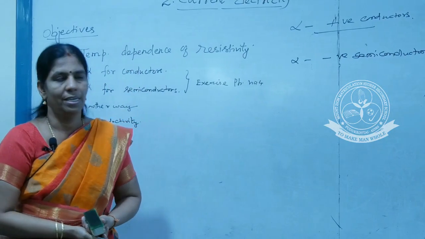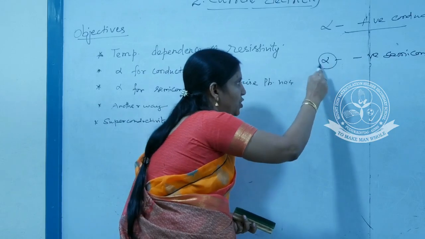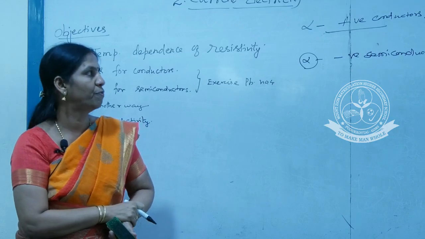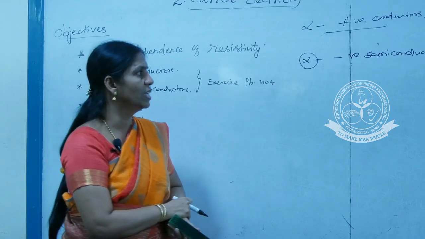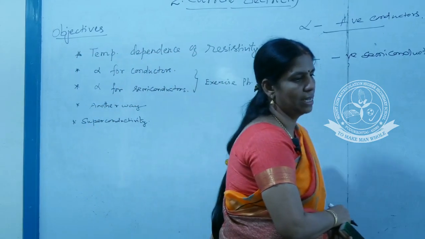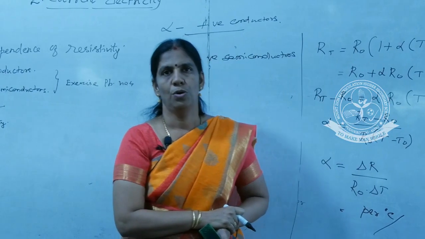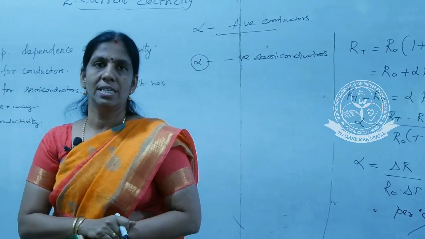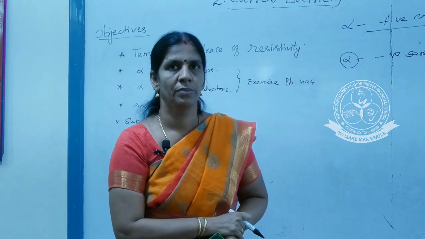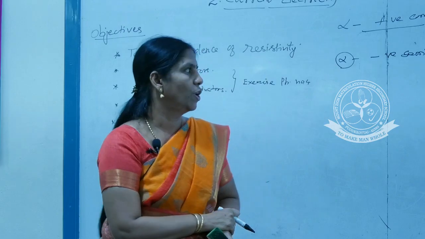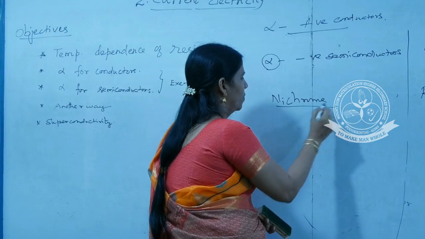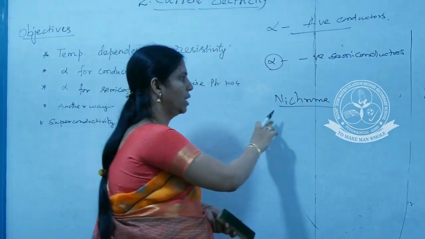Any semiconductor with a negative temperature coefficient of resistivity is called a thermistor. And we have been given in our exercise problem number 4 to calculate the resistance at the boiling point of water of nichrome. You know what nichrome is? Nichrome is an alloy made up of nickel and chromium.